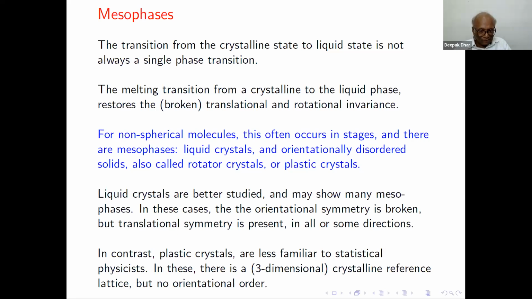In liquid crystals, what happens is that the orientational symmetry is broken and the translational symmetry is partly broken. But in the orientationally disordered solids, it's the other way around. The translational symmetry is broken in the sense that the crystal is still there, but orientational order is not there in full force. So they are partially ordered orientationally, but ordered positionally, while liquid crystals are ordered orientationally, but partly ordered translationally. So that's the difference.